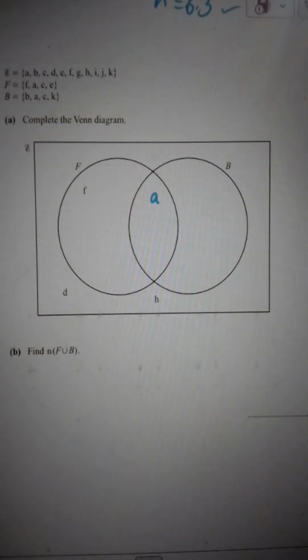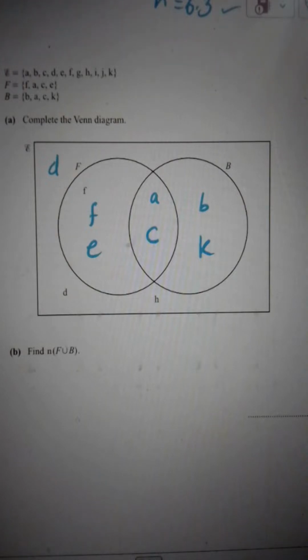Then we can see C is also common in both. So A and C are written. F and E are not common, so F and E will appear here in set F. B and K will appear here in set B. What is left? We can see that A, B, C, E are used. It means D is missing. So D is outside here in the universal set. D is also part of that, so that should be displayed here.